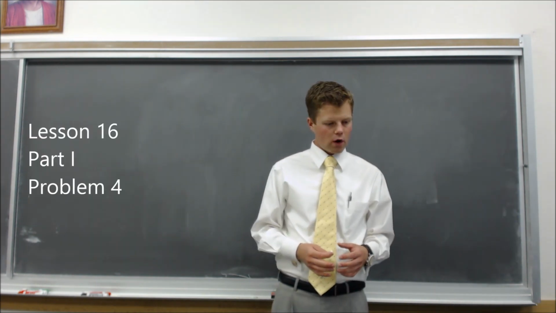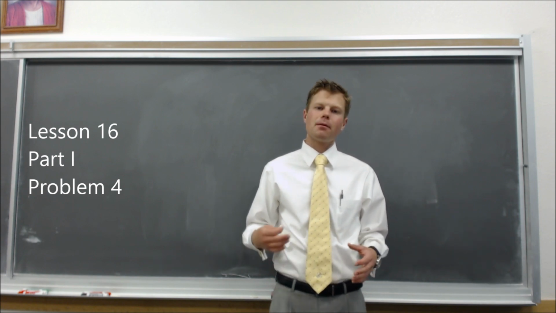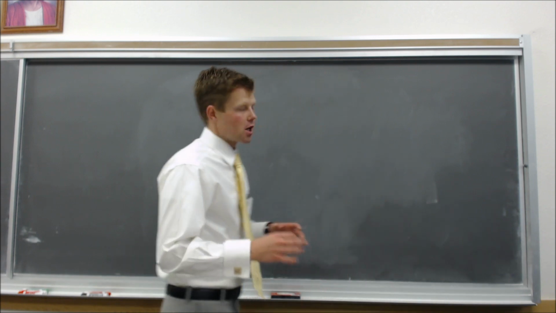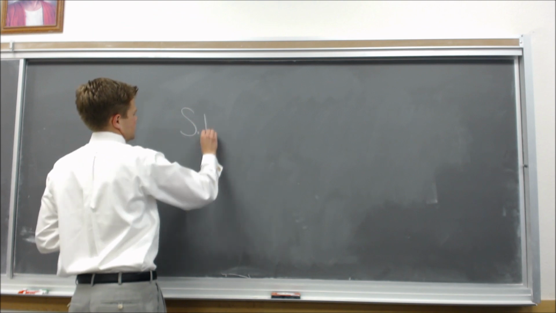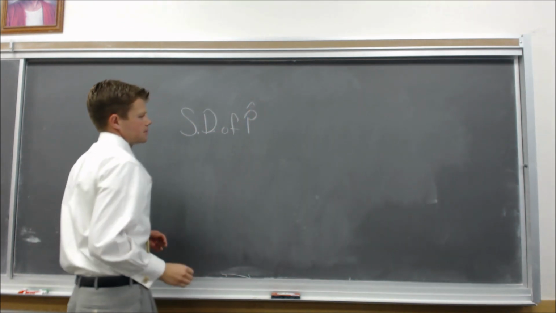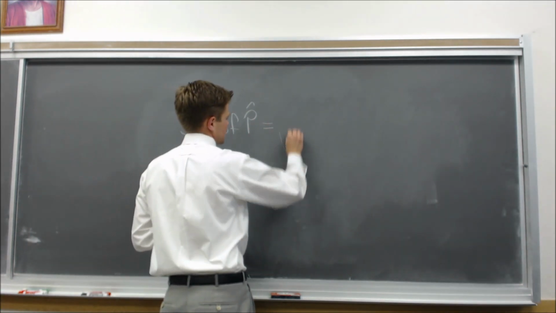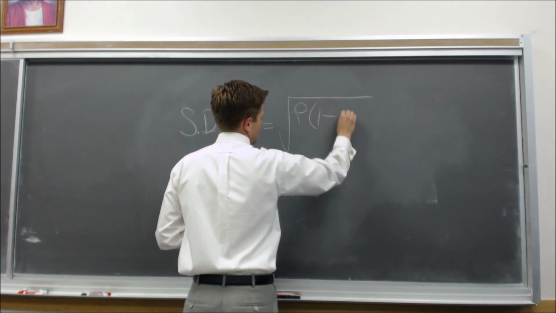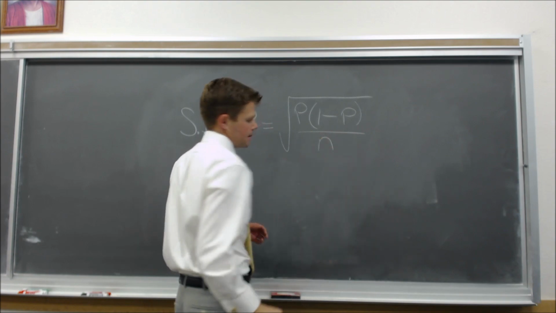Question 4. What is the standard deviation of the sampling distribution of the sample proportions p hat? The standard deviation of p hat looks like this. The equation for this is as follows: the square root of p times 1 minus p, divided by n.